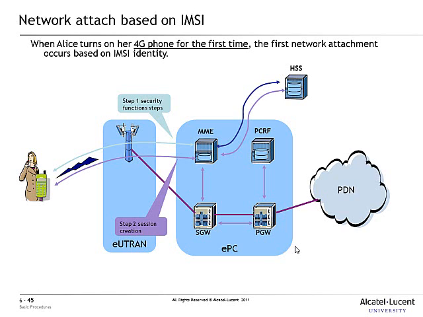The first attach is when you buy your 4G phone with a new SIM card and you switch it on for the first time, and that's called a first network attachment. This is the one in which the IMSI is transmitted across, because the network does not know you. It has never heard from you before.